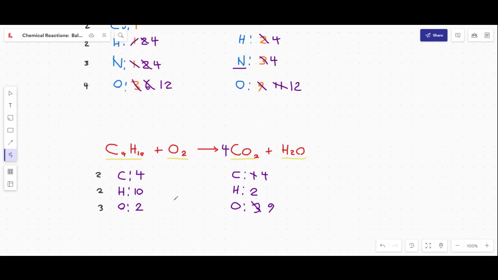Okay, so now I can balance my hydrogen. How do I balance my hydrogen? What am I going to do there? 10 on the left, 2 on the right.